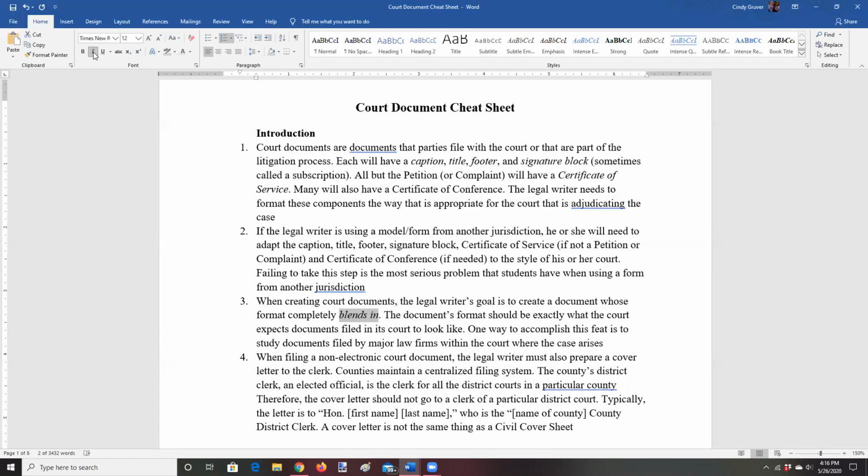So when you're going about doing this, one of the things you're going to want to do is see, well, how do people file documents here? Look at lots of documents so you have the flavor of what happens there in the court.